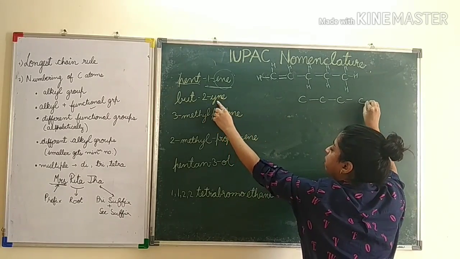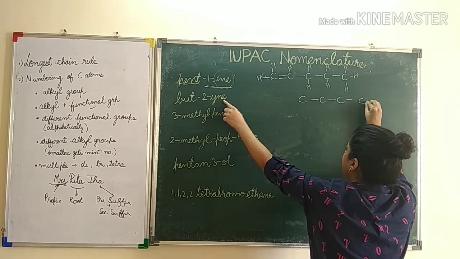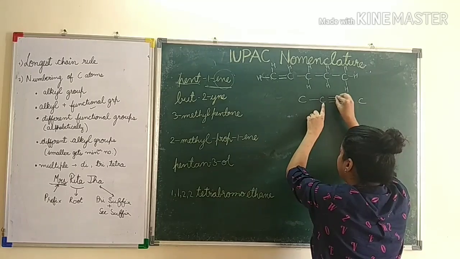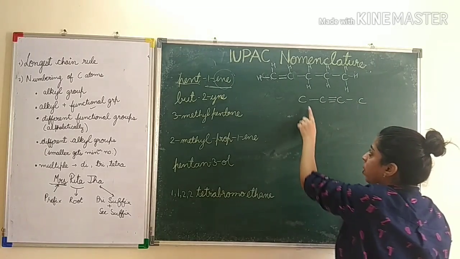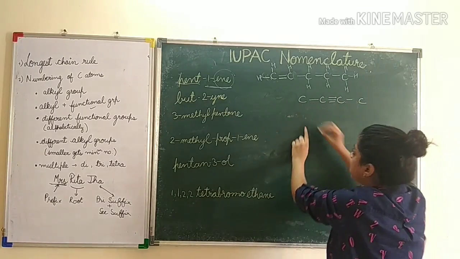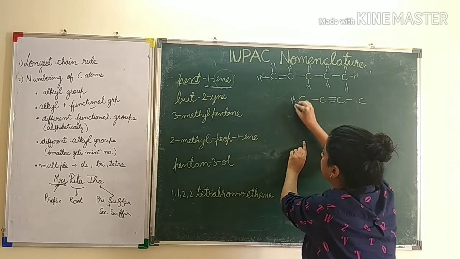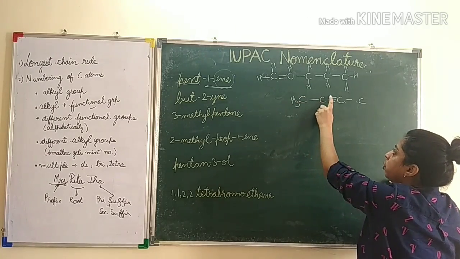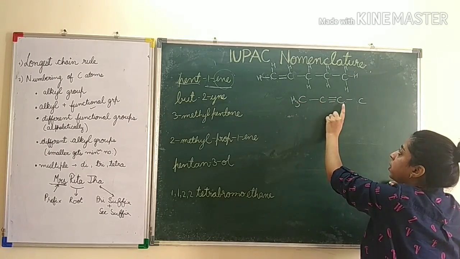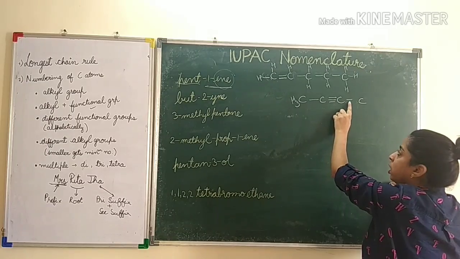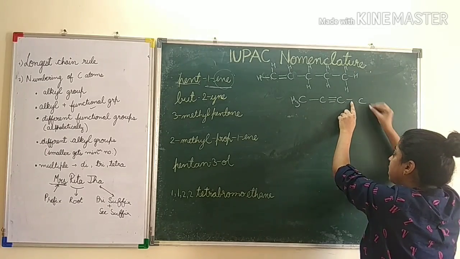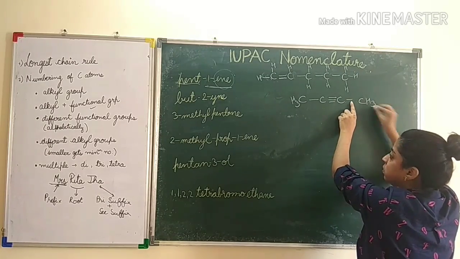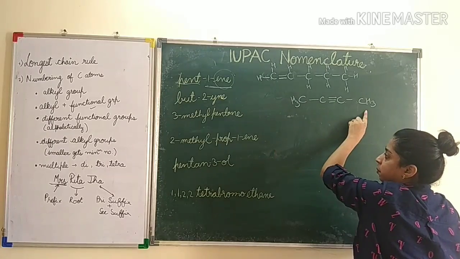At 2 position "yne" means the triple bond. So at 2 position I will put a triple bond and then satisfy the valency. This carbon's 1 valency is already satisfied. So 3 more. This carbon 1, 2, 3, 4 already done. Now this carbon also 3 and 1, 4 done. This carbon atom 1 is satisfied. So 3 more. So this is but-2-yne.